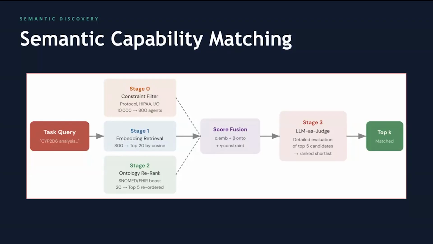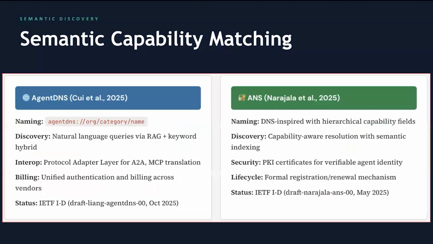Okay, so this is just an example of how to resolve the semantic capability matching. You get all the agent cards, pass them through a constraint filter, turn 10,000 into 800 agents, do some embedding retrieval, turn 800 into 20, do some ontology re-ranking to resolve the subsumption problem, go from 20 to 5, and then you use an LLM as a judge to give you your top K.